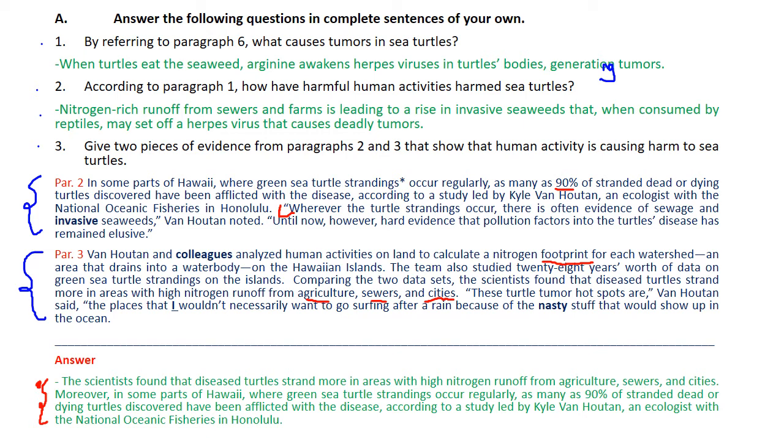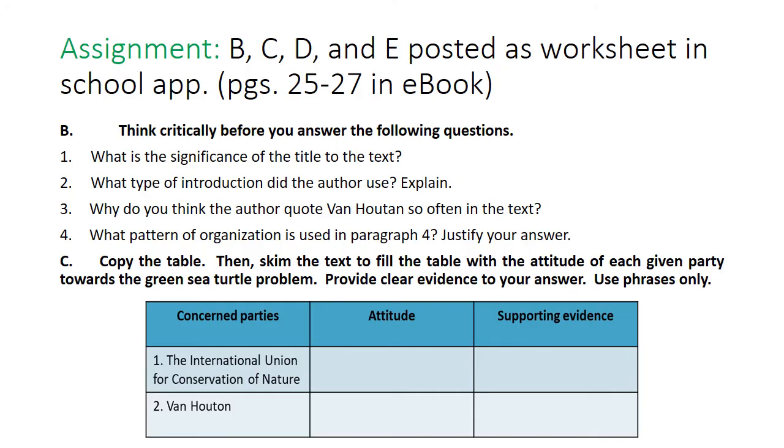Moreover, in some parts of Hawaii where green sea turtle strandings occur regularly, as many as 90% of stranded or dead or dying sea turtles discovered have been affected by the disease, according to a study led by etc. Okay, so those are two pieces of evidence. You can also begin by writing "two pieces of evidence from the text are" and you continue writing, but all in paragraph form, please. Moving on.